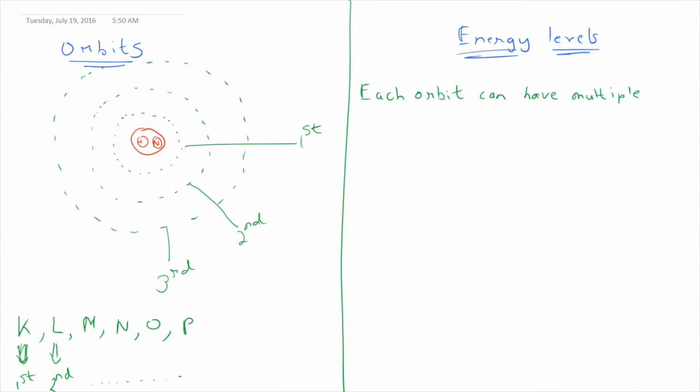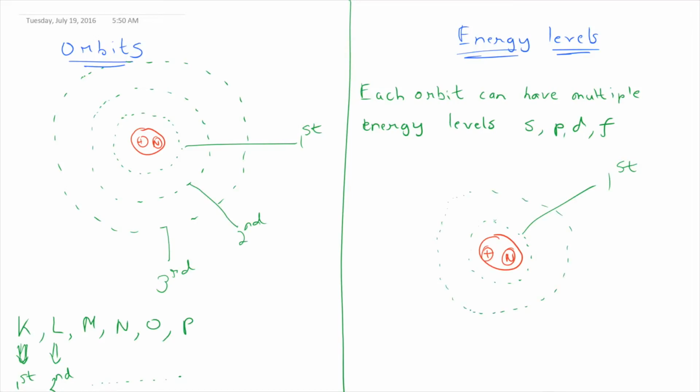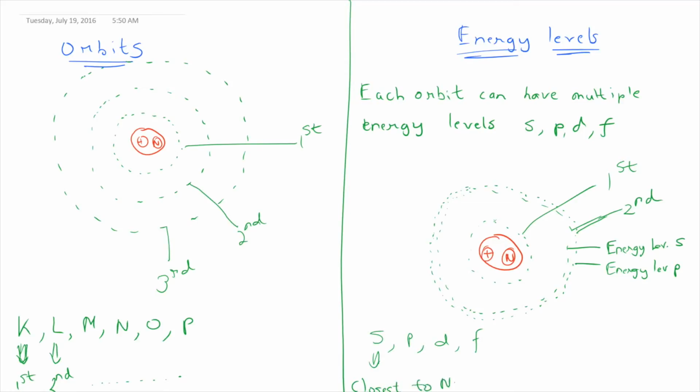Each orbit can further have multiple energy levels: S, P, D, and F. So let's consider another nucleus with a first orbit, and let's say the second orbit has two energy levels. So it's going to have two dotted lines, but it's still the same orbit. It's the second orbit. But this is energy level S, and this is energy level P. S, P, D, F: S is the closest energy level to the nucleus, right? And then it goes on further away from the nucleus.